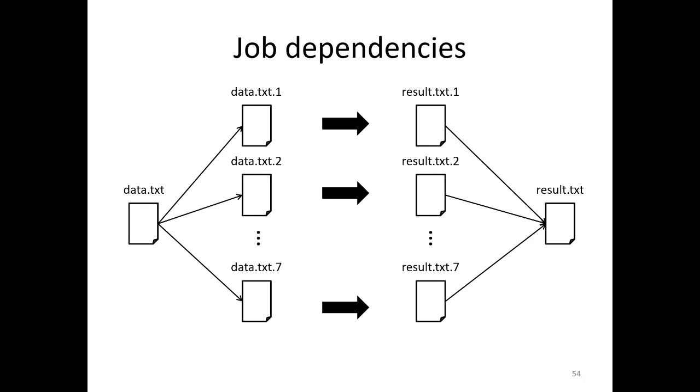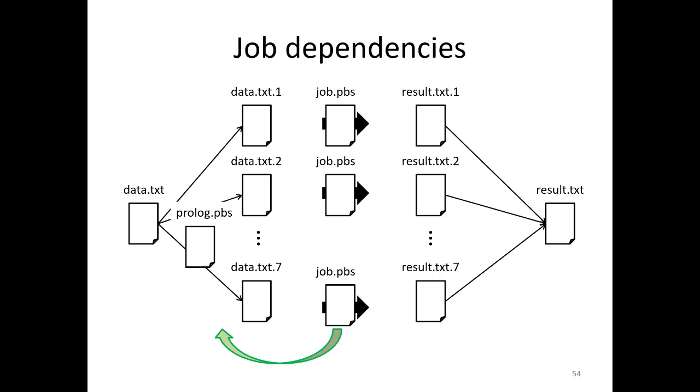So essentially, for the job dependencies, the prologue would again split the original data file, and basically that's prologue.pbs in this case. Then you have a job array with a number of jobs, and those will not start before prologue.pbs has completed successfully. And finally, epilogue.pbs will not start until all the array jobs have completed successfully. So that's basically how that works.